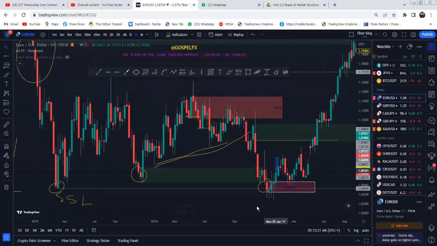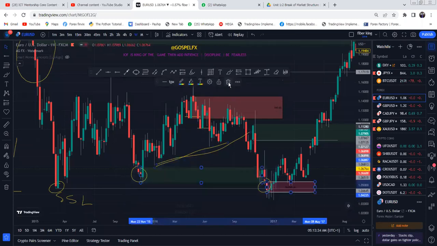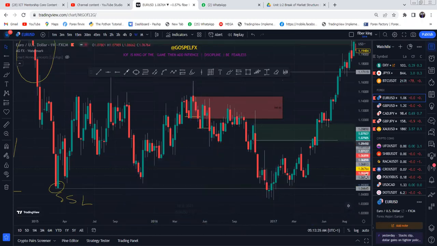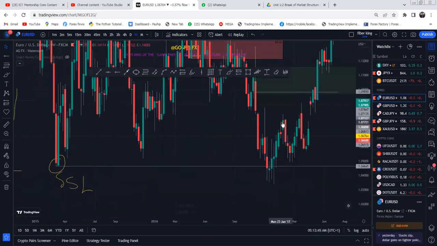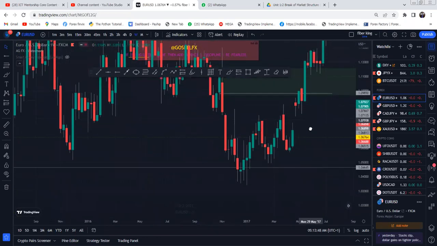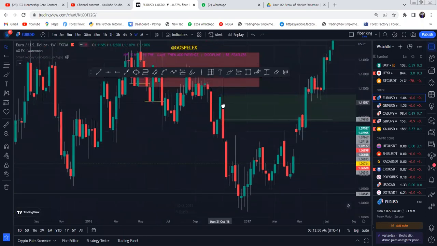So now, with that explanation, we are going to go deeper, right? Like I said, if your market is bullish, you only look for bullish order blocks. When the market is bullish, you only look for bullish order blocks. Like I've just given this example here.